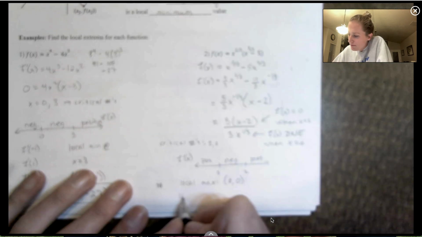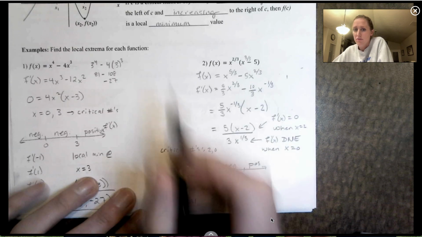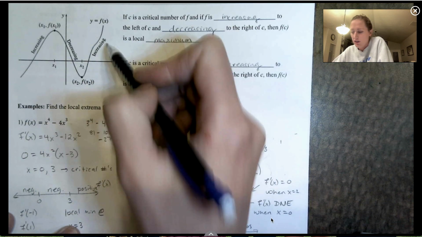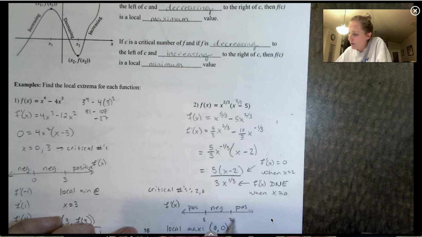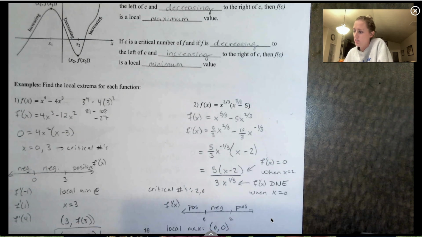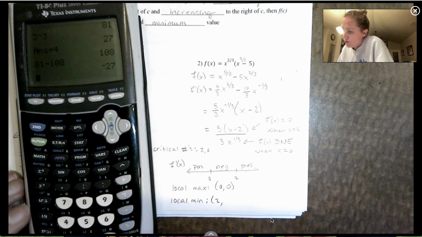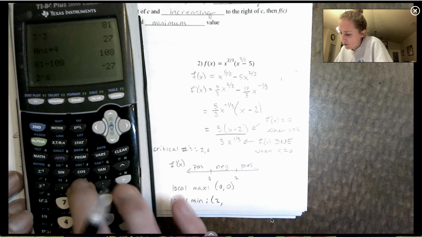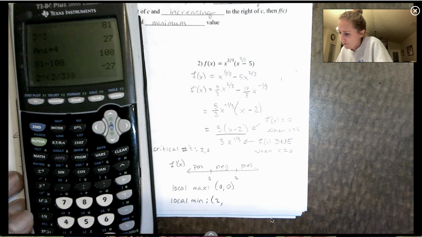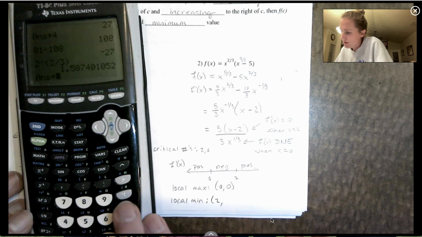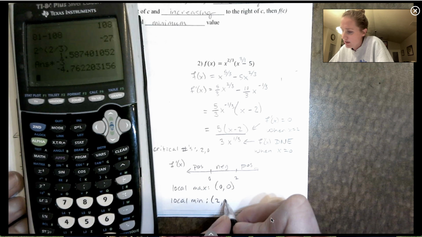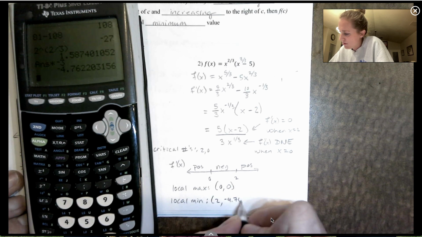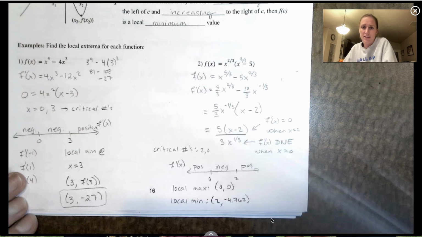We have a local min when it goes from negative to positive, or from decreasing to increasing. So we know our x value that happens at is 2, and then we can plug 2 into the original function to get the y coordinate. So we're going to do 2 raised to the 2/3, right? And then times 2 minus 5 is negative 3. So we get about negative 4.762. So that is where the local min and max are happening.